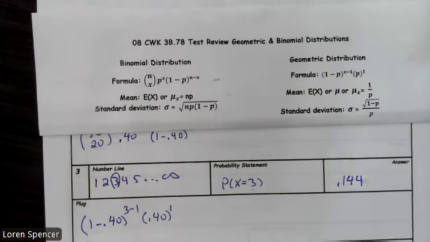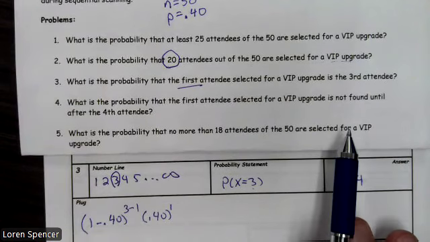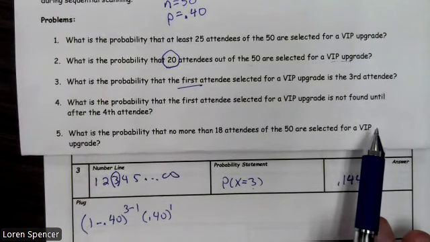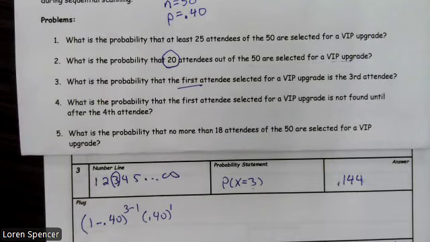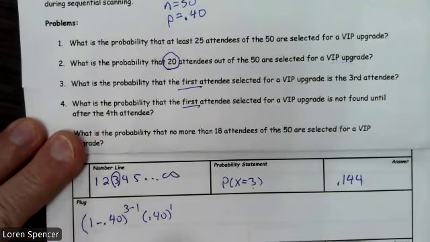What is the probability the first attendee selected for VIP grade is not found until after the fourth? All right, so we're looking for the first. So this is a geometric. All geometrics start at 1. So 1, 2, 3, 4, 5, 6, dot, dot, dot. All geometrics go to infinity.